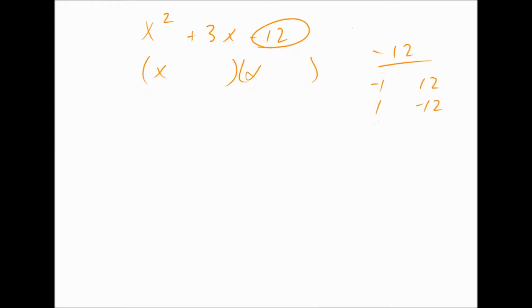Let's try one more example. Let's say we have x squared plus 3x minus 12. So we know it's going to be x plus or minus something, x plus or minus something. Let's just go ahead and put that in. And we're going to take this negative 12 and think, what are all the factors that equal negative 12? It's a negative number, so it has to be a positive times a negative. So it's negative 1 times 12, or 1 times negative 12, negative 2 times 6, or 2 times negative 6, negative 3 times 4, or 3 times negative 4.